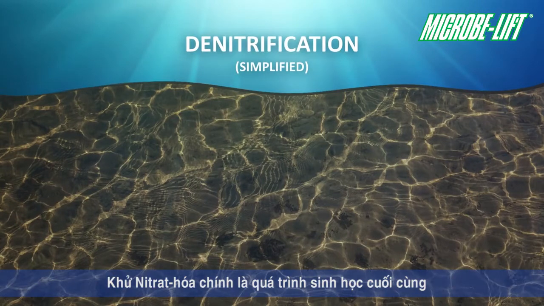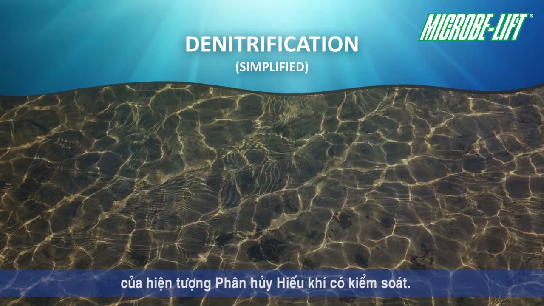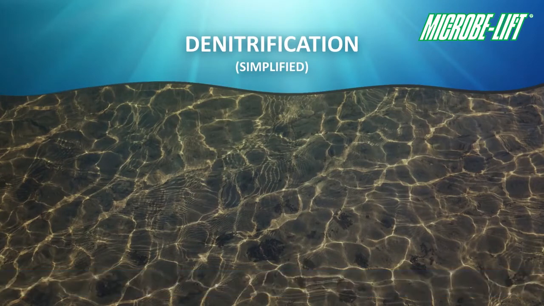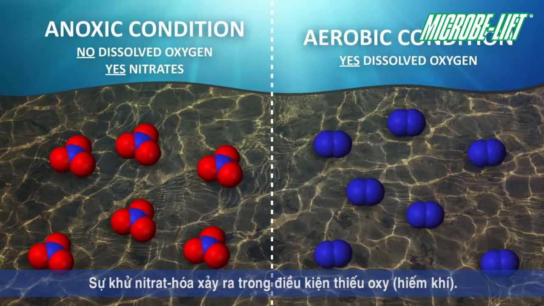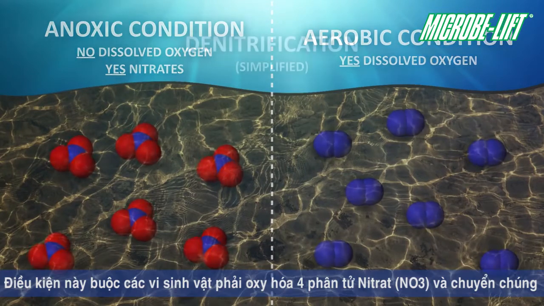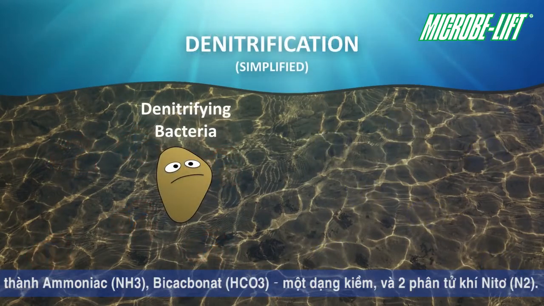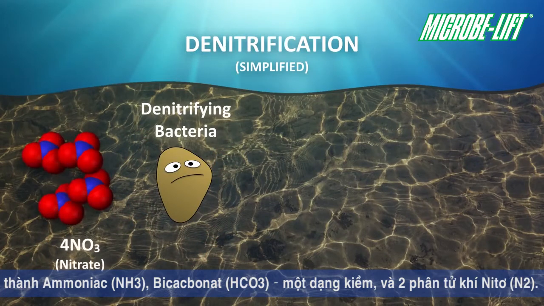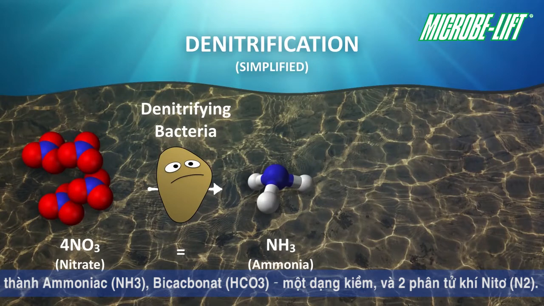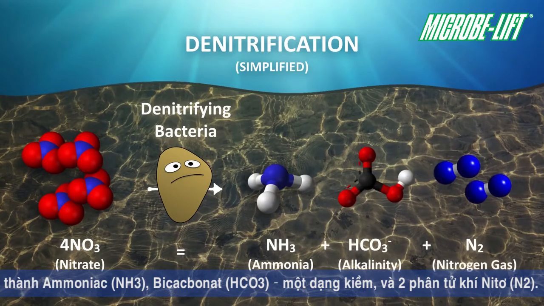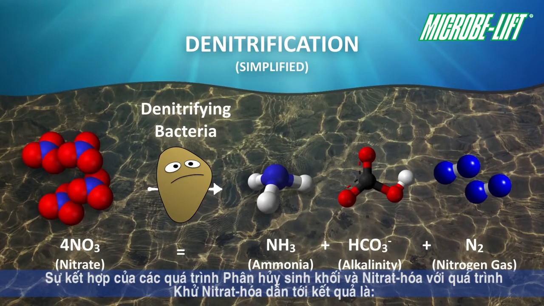Denitrification is the final biological process in a controlled aerobic digestion process. Denitrification is accomplished in the absence of oxygen. This forces the biomass to oxidize 4 moles of nitrates, which is reduced to ammonia bicarbonate, which is a form of alkalinity, and 2 moles of nitrogen gas.